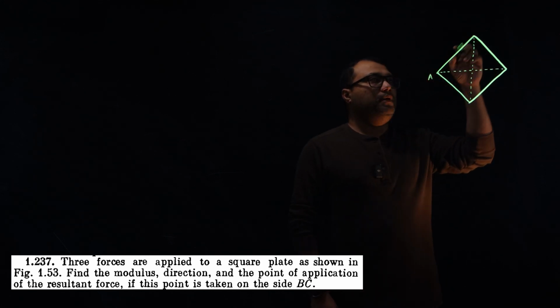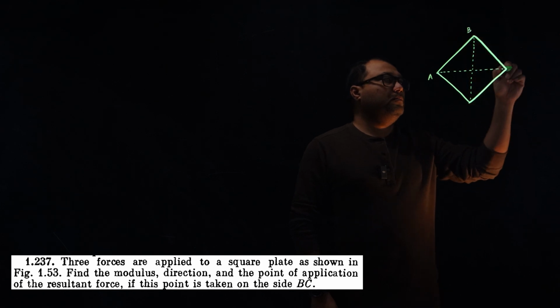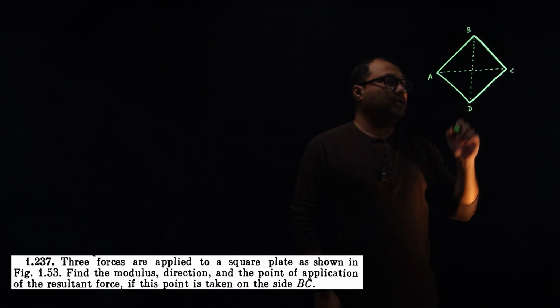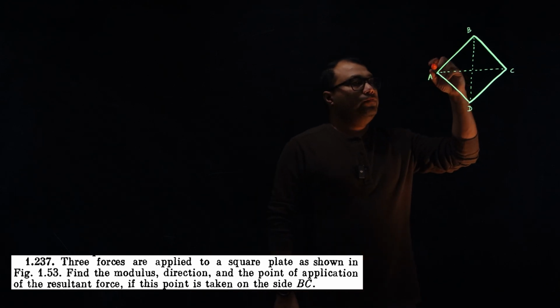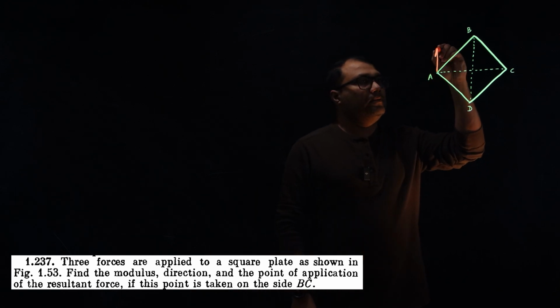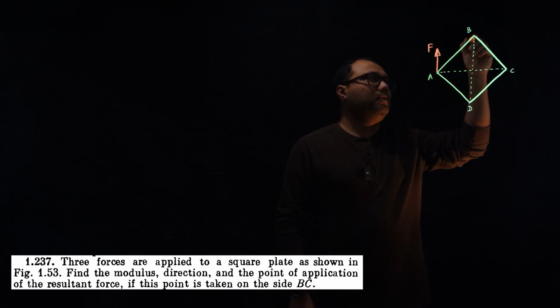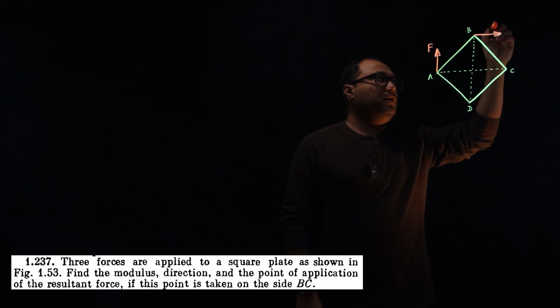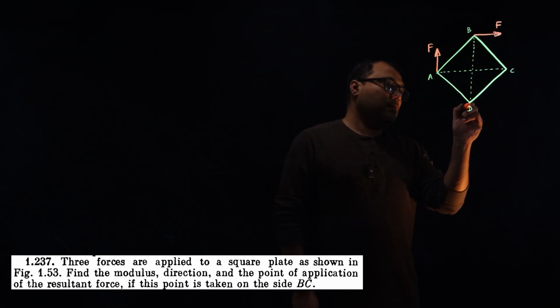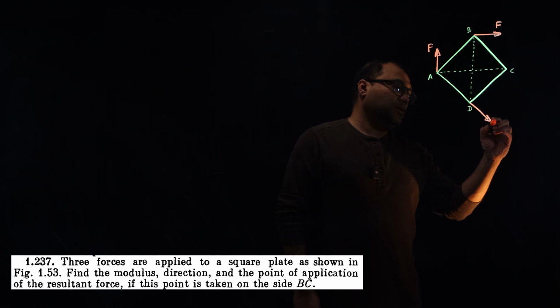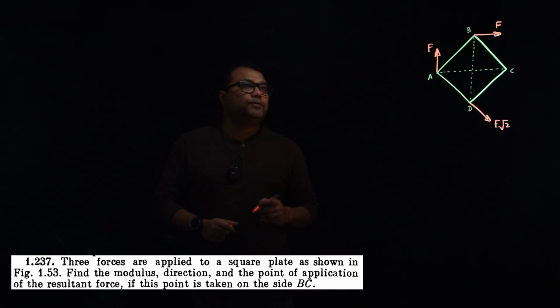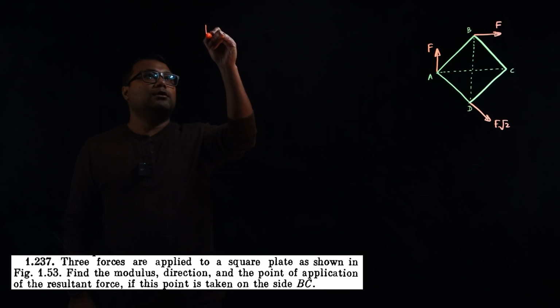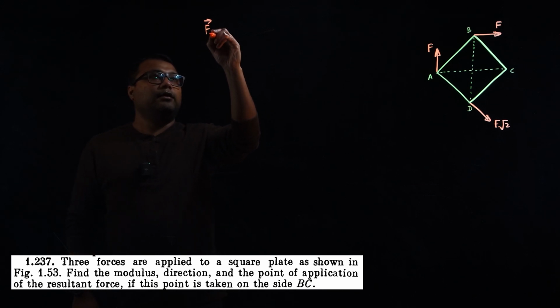This is point A, point B, point C and point D. There are three forces acting, F, and along this F root 2. So first thing is resultant force. So I can write F net.